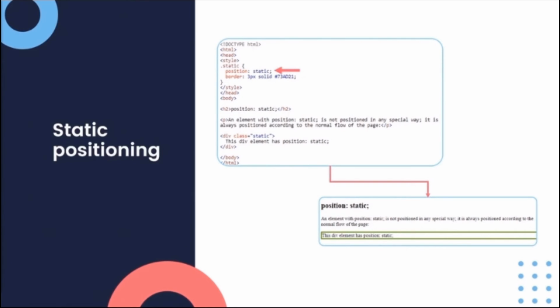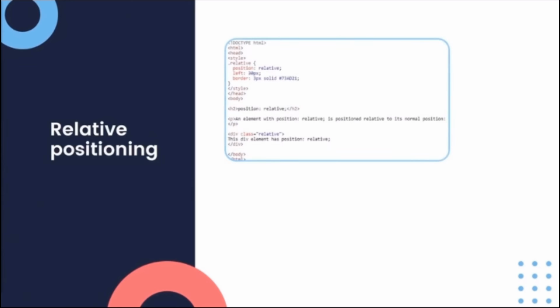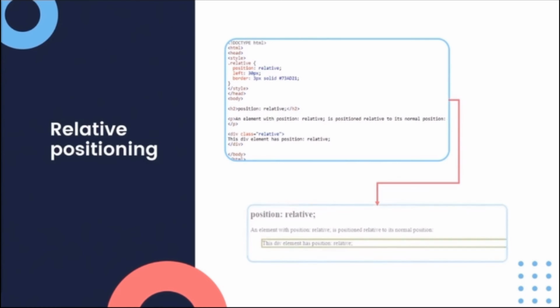You'll note here that we are not specifying bottom, left, right, and top, because with the static positioning type, we do not need to do this. Now next up, we have relative positioning, and for the most part, the code remains the same. The only difference is, in our HTML code at least, we've given the div a class name of relative, okay, and this is what the output looks like.